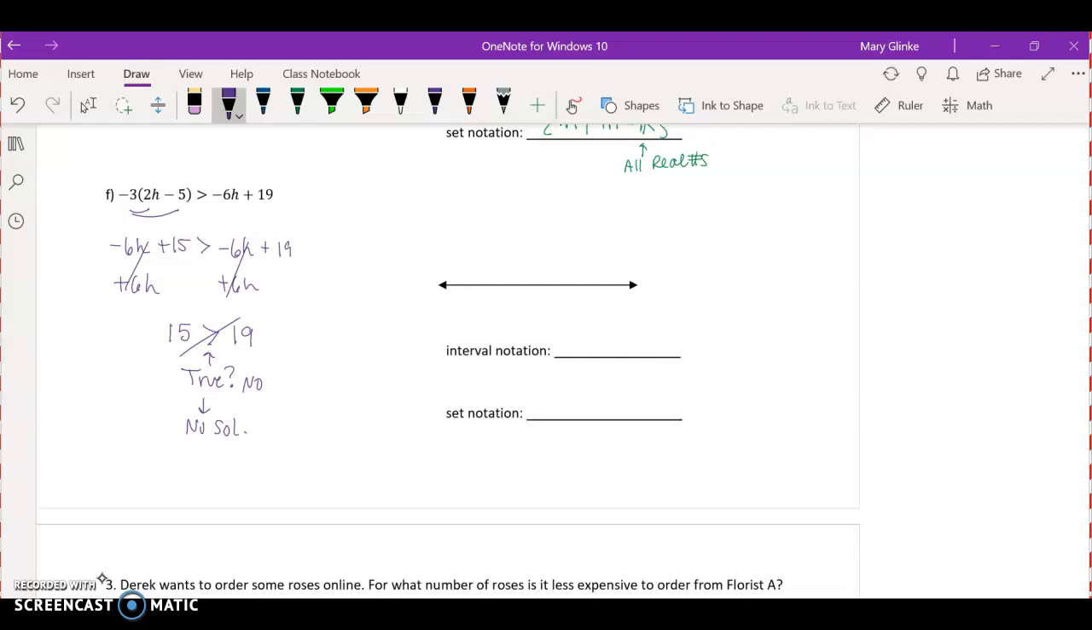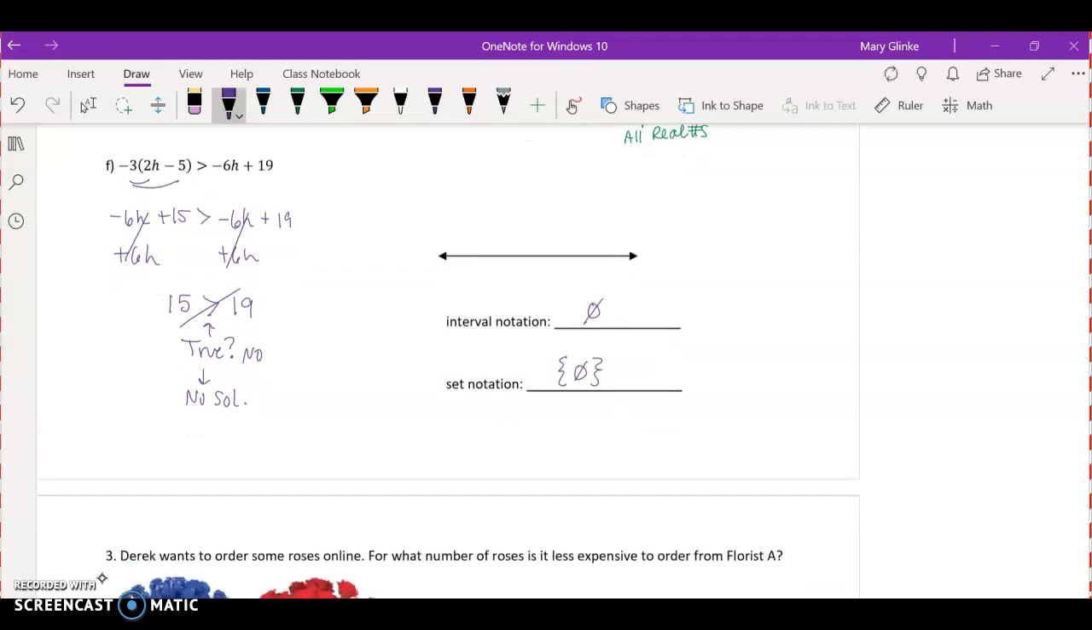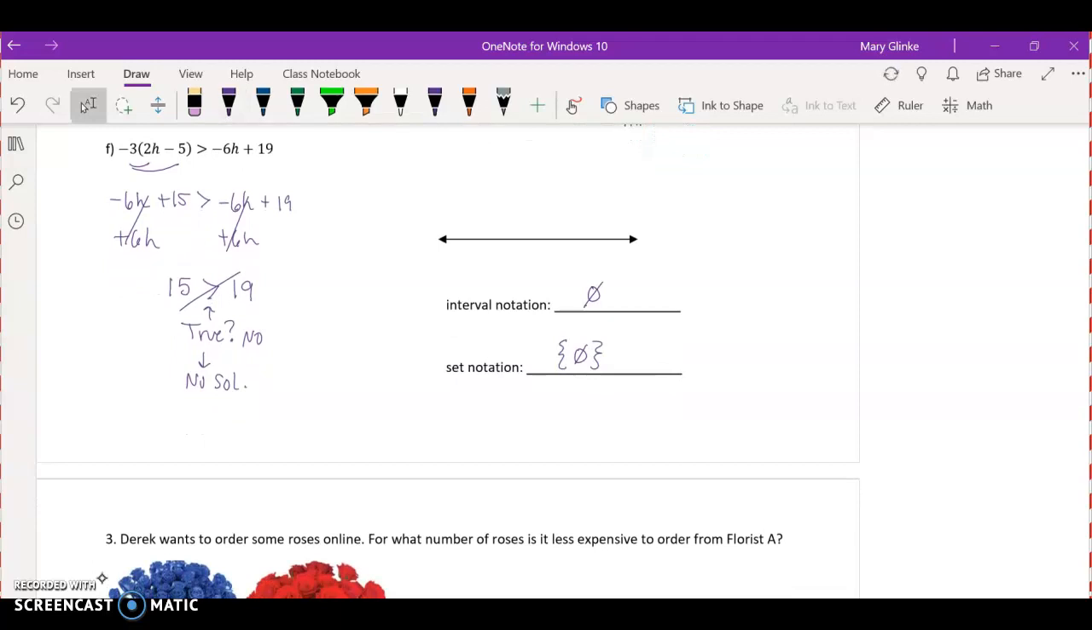Which means on your number line, nothing is going to be shaded because nothing is ever going to make it true. There's going to be no answer for interval notation. So we're going to do 0 with a slash through it. That means that's the null set, which means nothing works. In set notation, you're going to open up your bracket, but nothing for anything is going to work. So it's just going to write that 0 with a slash through it. That's the empty set, meaning nothing works.